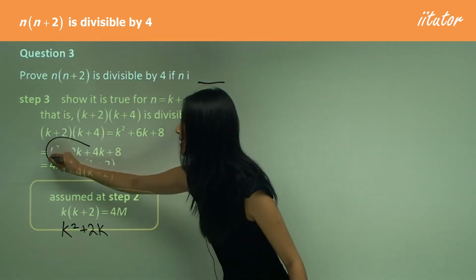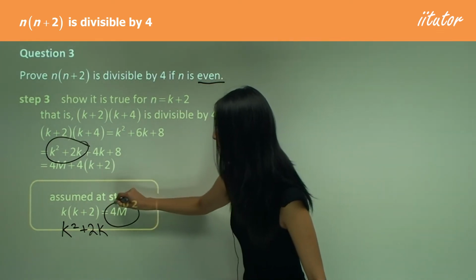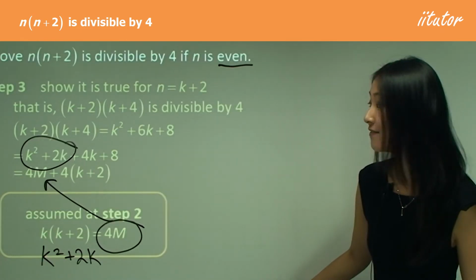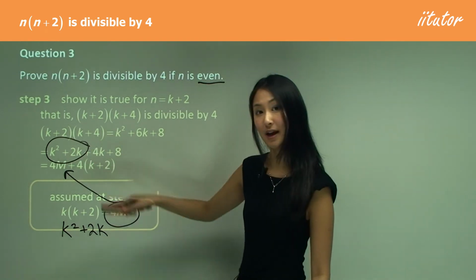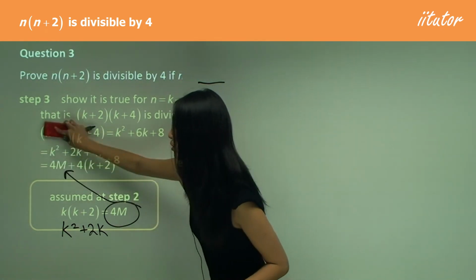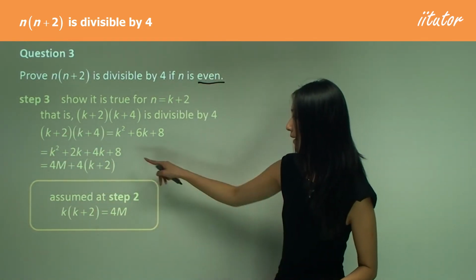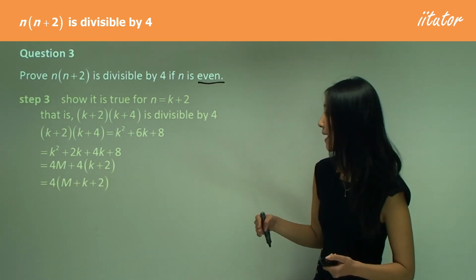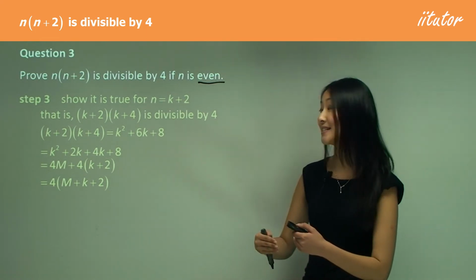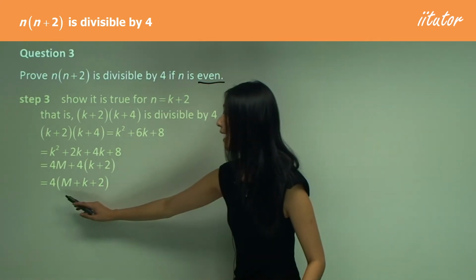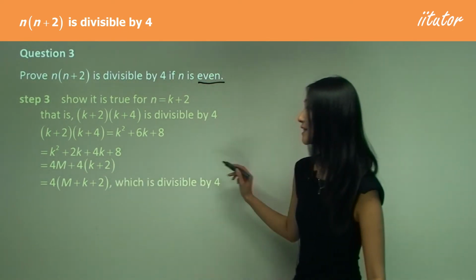And now this k squared plus 2k, I'm just going to substitute 4m. So this 4m, I'm going to substitute into here. Can you see how I've done that? I've separated the 6k into 2k and 4k, and now I've made a k squared plus 2k. I can substitute it for 4m. So now I have 4m there, and I have 4k plus 2 there. So I can just expand that. So that'll become 4m plus 4k plus 8. And that means I can factorize 4 out of that. And that leaves me with 4 times m plus k plus 2, which is divisible by 4.